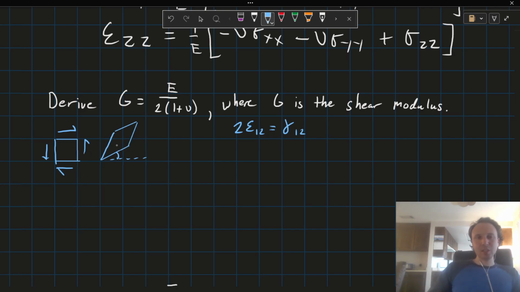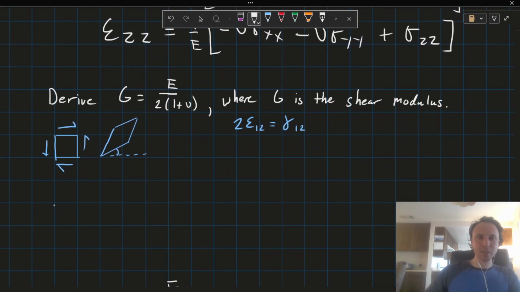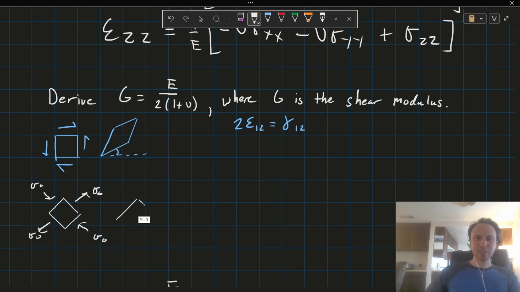So let's see what happens now. We want to try to rotate this by 45 degrees so that we can use this formula up here. So let's try drawing now this box. What this box is going to feel is a stress in this direction, sigma naught, and a compressive stress in this direction, sigma naught. And it's going to end up stretching and becoming long and skinny.